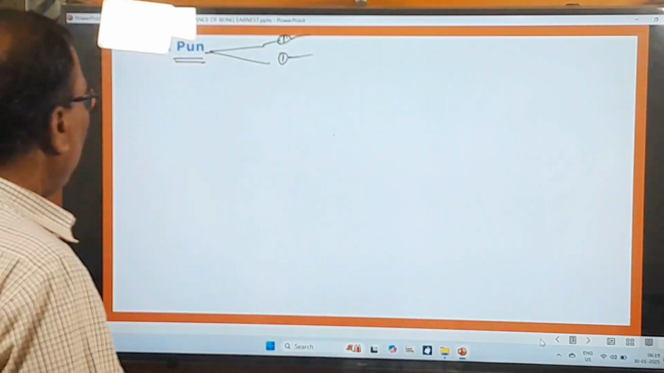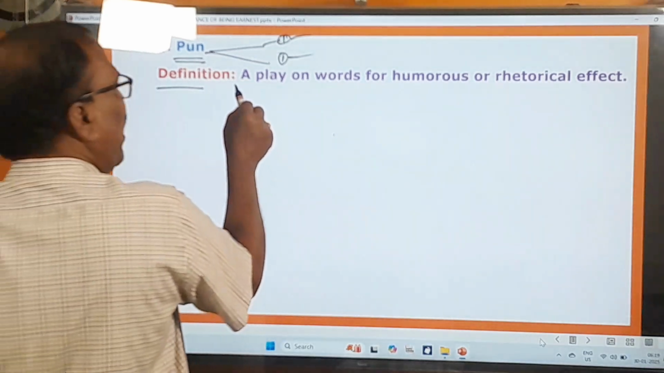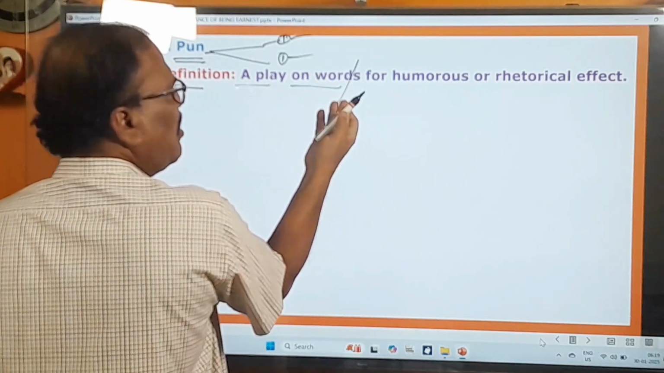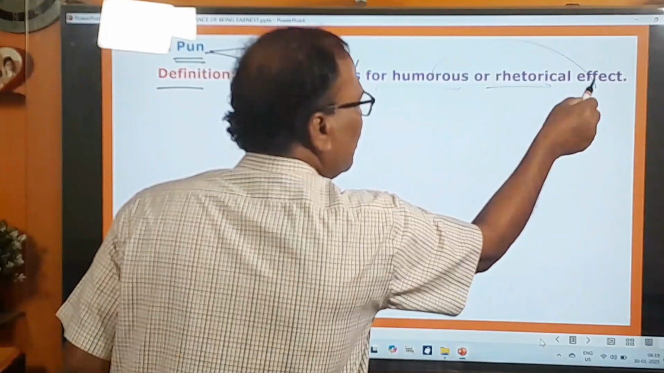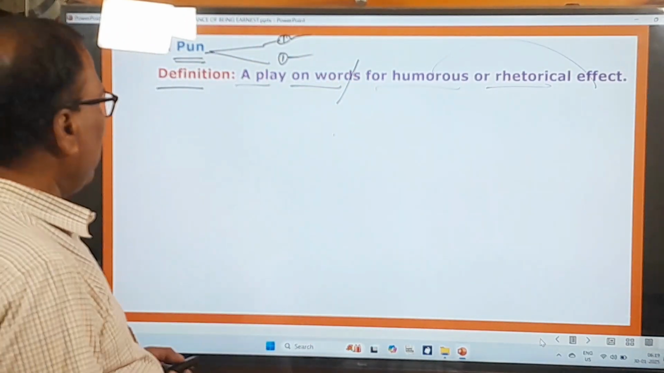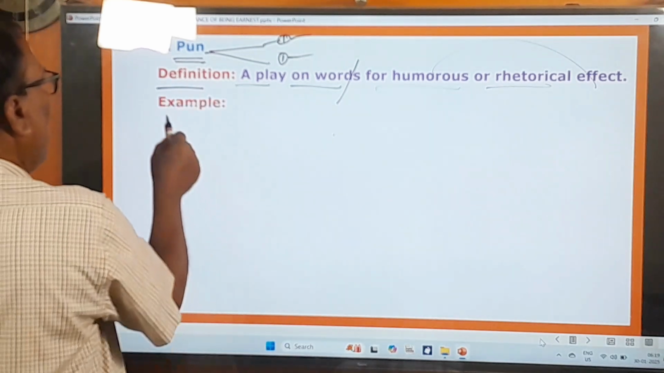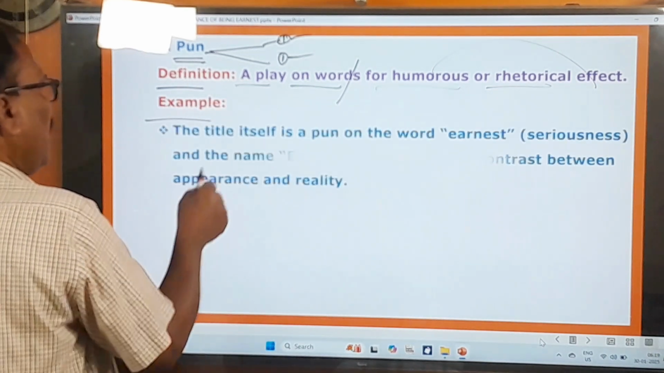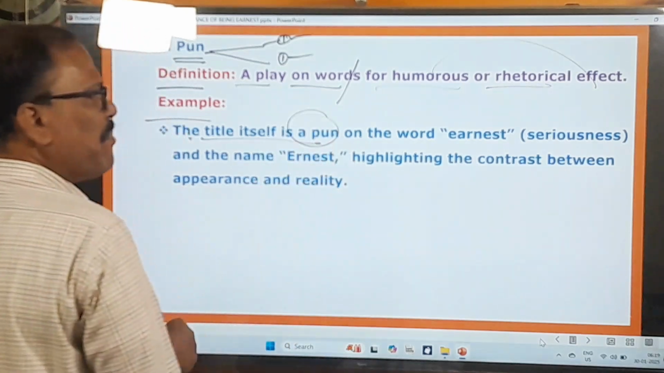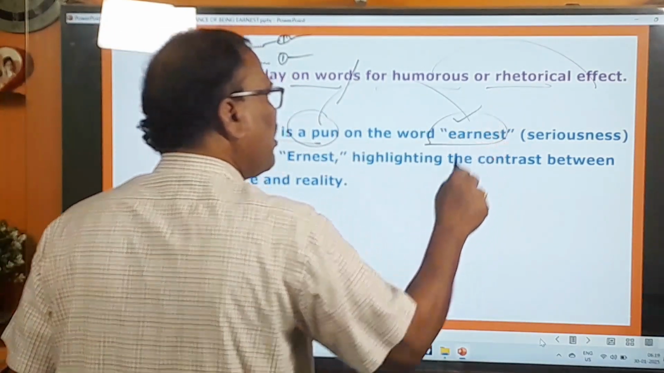You know very well. And here a definition is also given again for your convenience. A play on words. It's a play on words for humorous or rhetorical effect. Only for a humorous effect or rhetorical effect. For a pleasant effect, people generally make use of this pun, right? And here an example is given. The title itself is a pun on the word earnest. So here the pun is played on this word earnest.